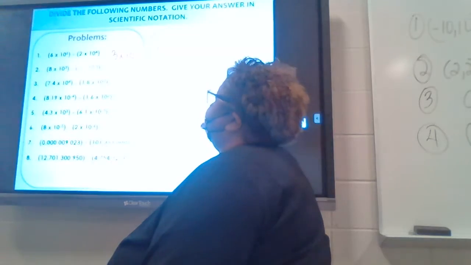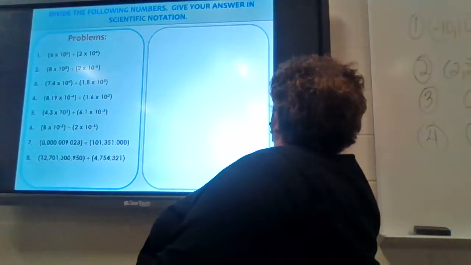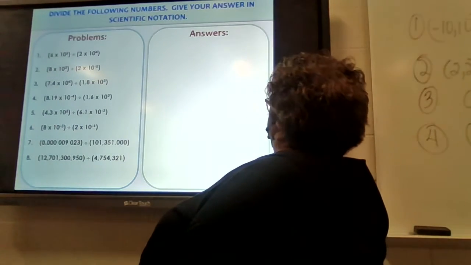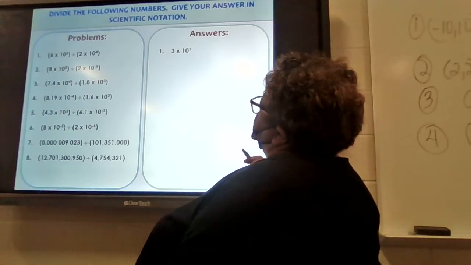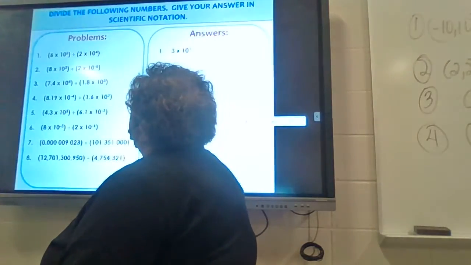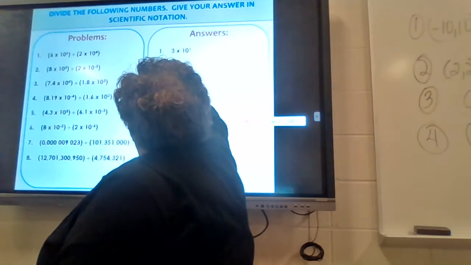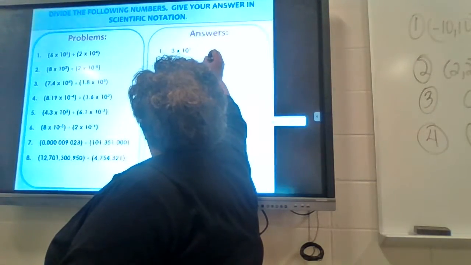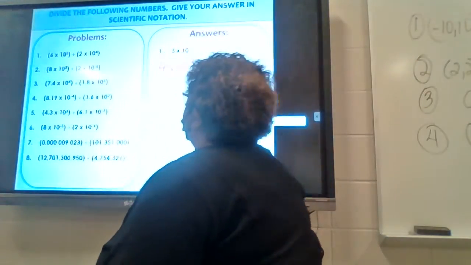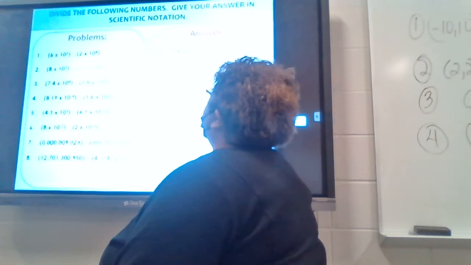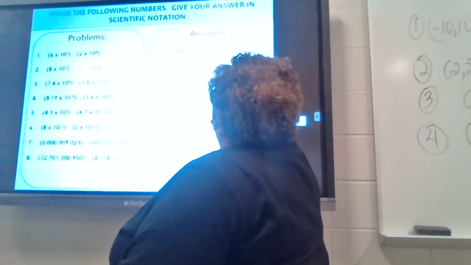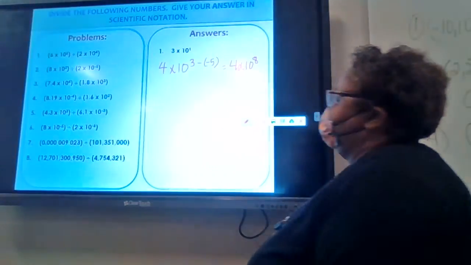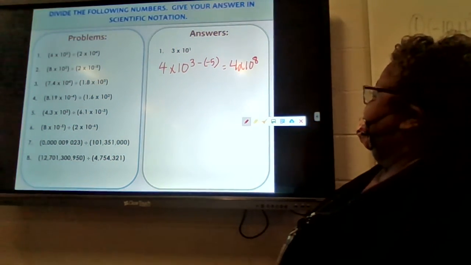Okay, now look at number 2. Hang on. So let's look at number 2. 8 divided by 2 is 4. So we have 4 times 10 to the 3 minus a negative 5. What is that going to give me? 10 to the 8th. So it's 3 plus 5. So make sure you keep up with those negative signs. Write them out.